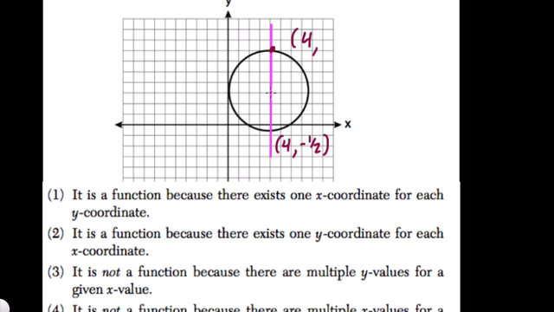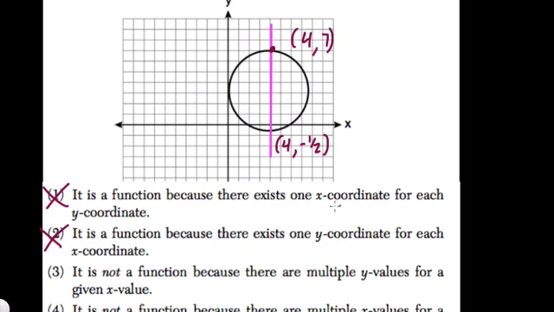1, 2, 3, 4, 5, 6, 7. Check that again. 1, 2, 3, 4, 5, 6, 7. So notice what happens is we have here one input of 4 with two separate outputs. That's not a function. So this one can't be correct. And this one can't as well.